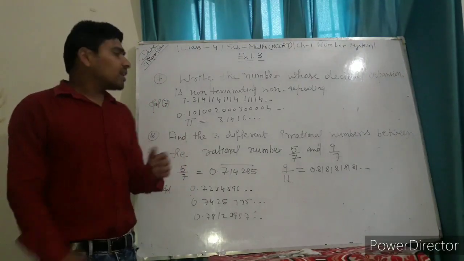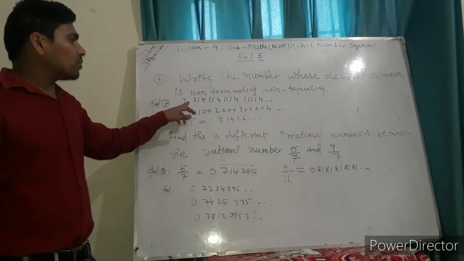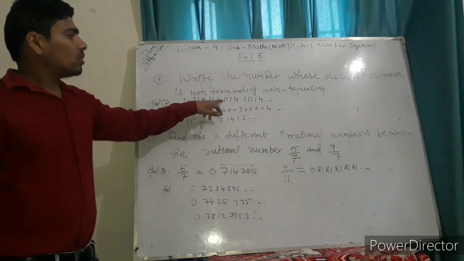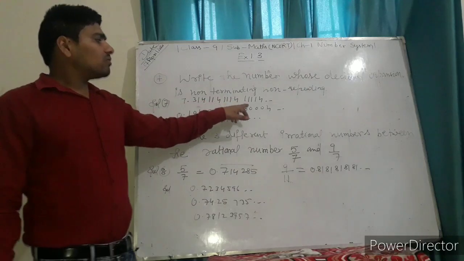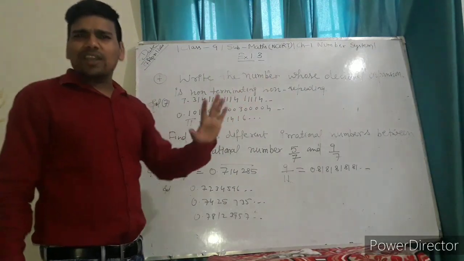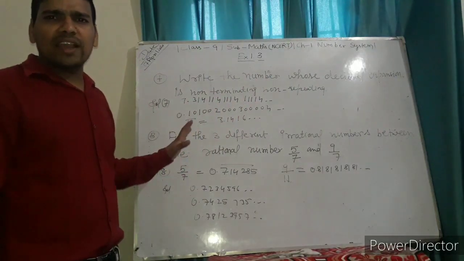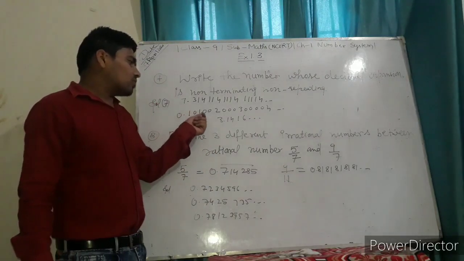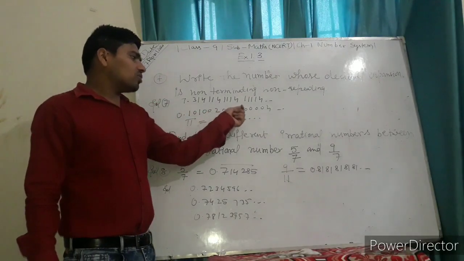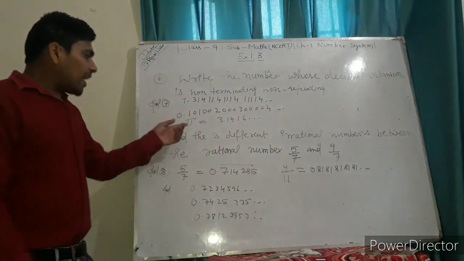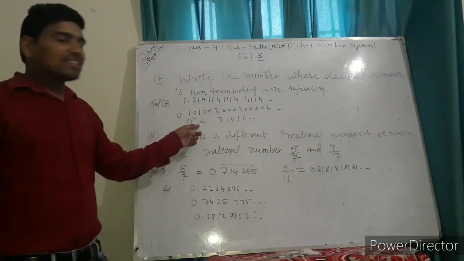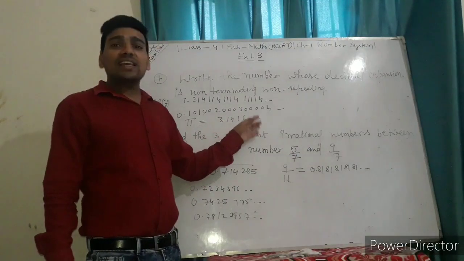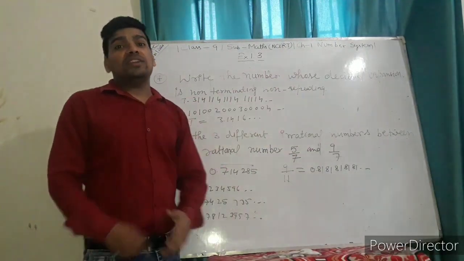So I can write here like that: 7.3141141141114... and I have taken these examples from my side. You can write others also. So 0.10100200300... and pi is also an irrational number, so its value is 3.1416 and so on up to infinity.